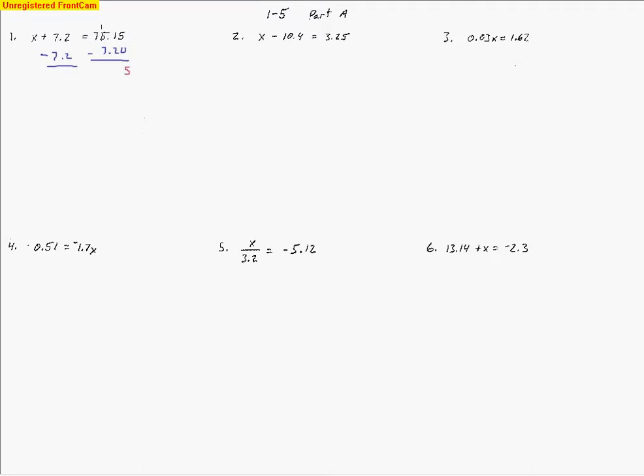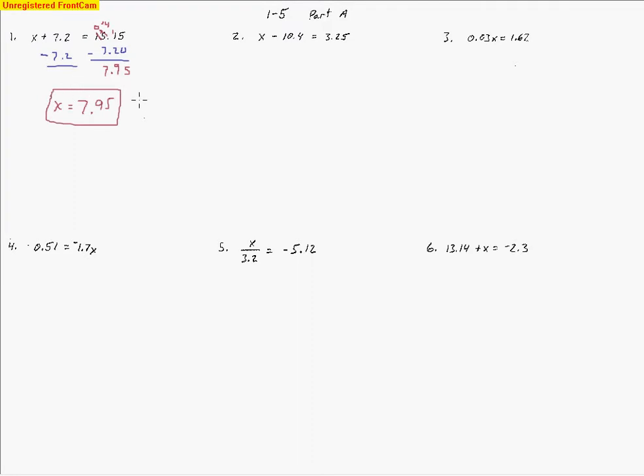When I borrow from the 5, I can't quite borrow from the 5. I'm going to have to borrow from the 1 in the tens place. Change that to a 0, 15 to a 14, and then come up with my subtraction. 11 minus 2 makes 9, and 14 minus 7 makes 7, so 7 and 95 hundredths is the value of x.